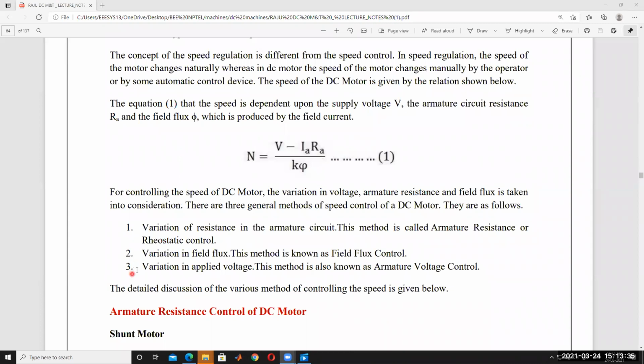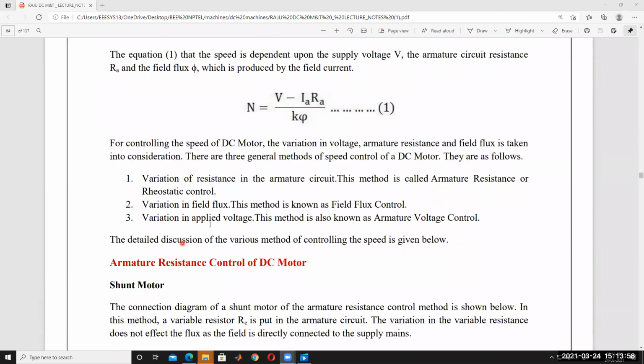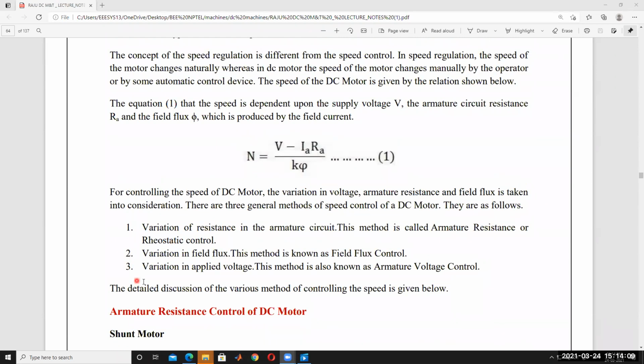So there are three different types of speed control methods. First, variation of resistance in the armature circuit. That means armature resistance: by changing this armature resistance, the speed can be controlled. This method is called armature resistance rheostatic control. Second, variation of field flux: by changing the field flux, the speed can be controlled. This method is known as the field flux control method. Third, variation in applied voltage: by changing the supply voltage, the speed can be controlled. This is called armature voltage control.